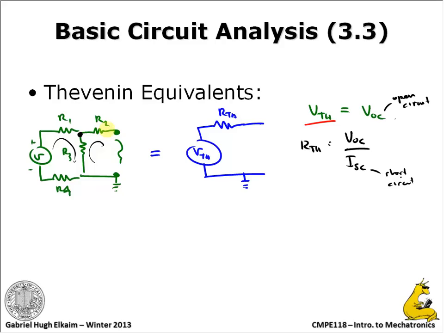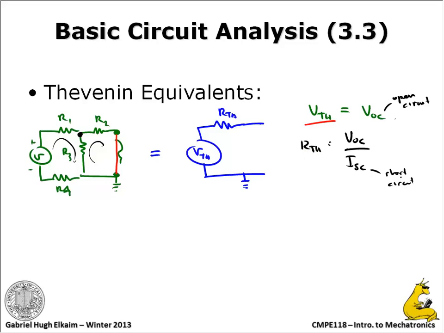And now I'm going to go ahead and short these two together. If I short these two together and calculate the current going across that point, I divide that into the open circuit voltage, and I wind up with a Thevenin equivalent resistance. That's one way of doing it.